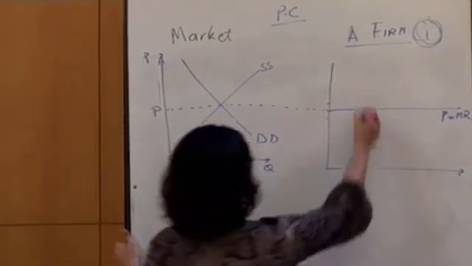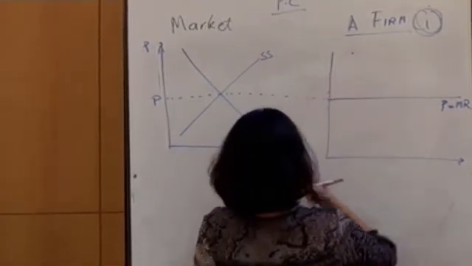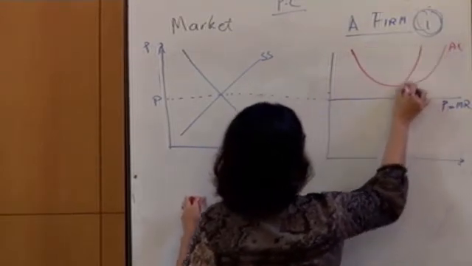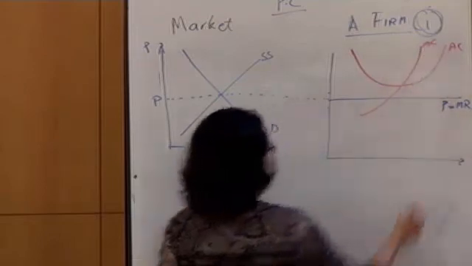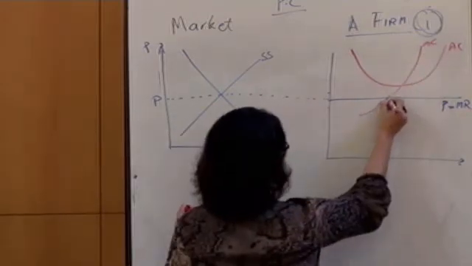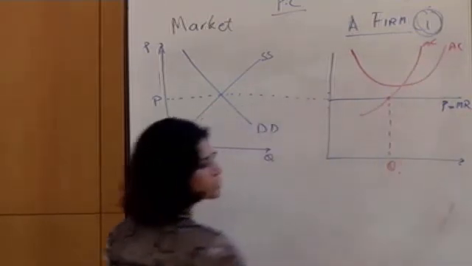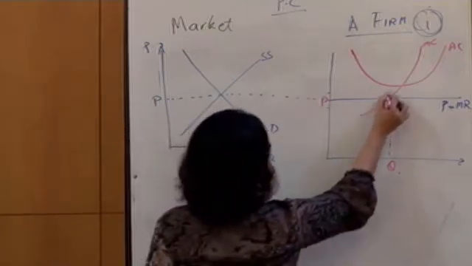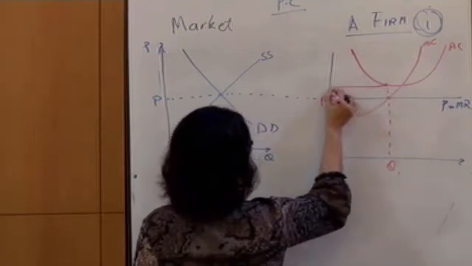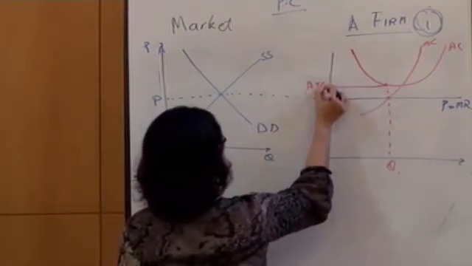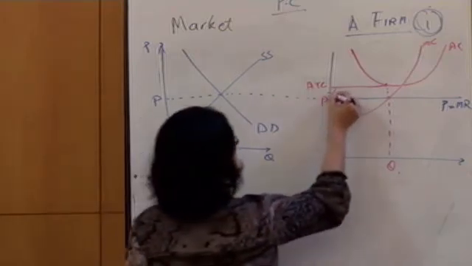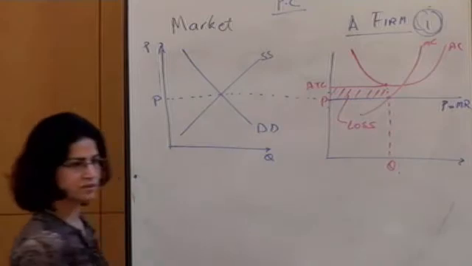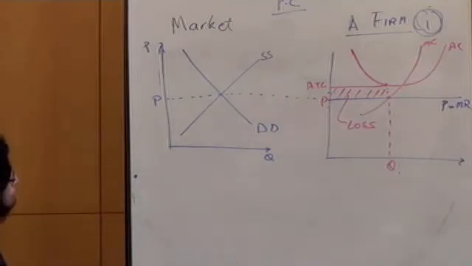What are the cost structures? You have the average cost function. You have the marginal cost. Wherever the marginal cost intersects the marginal revenue, that's how much you produce. What is the price you charge? Well, the price is exactly what the price is. What is the average cost? Here. What's happening in this case? Average cost is more than the price. The firm is making a loss in this case. Right? So what's going to happen?